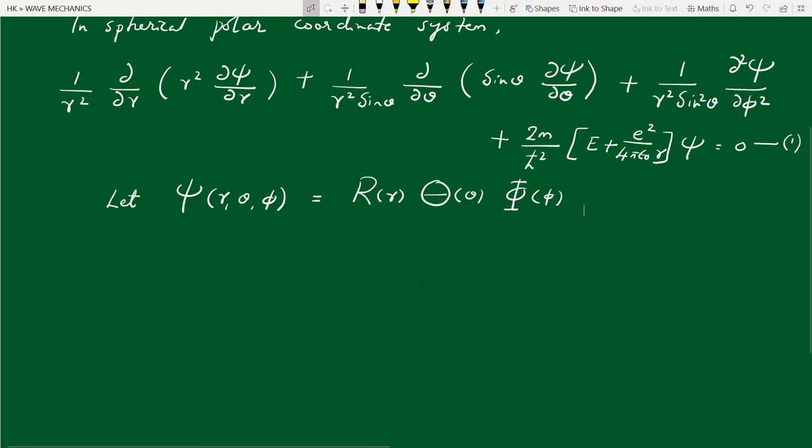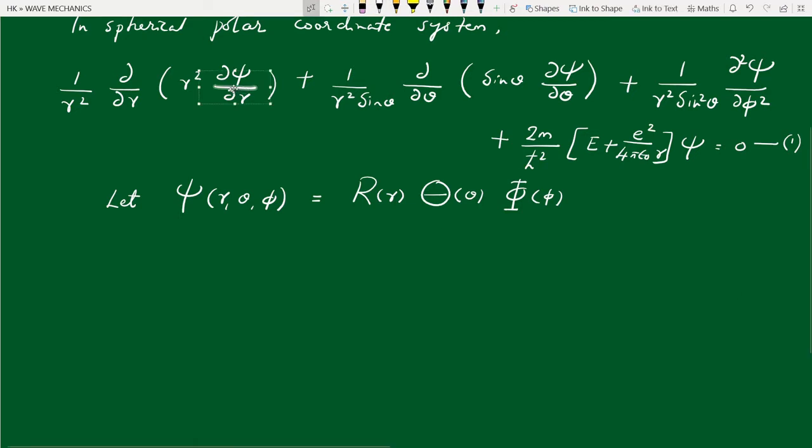Okay, so let us substitute for psi this product of three wave functions. That's the first step that we are going to do. So let us substitute for psi in equation 1. When we substitute for psi in equation 1, look at the first term.